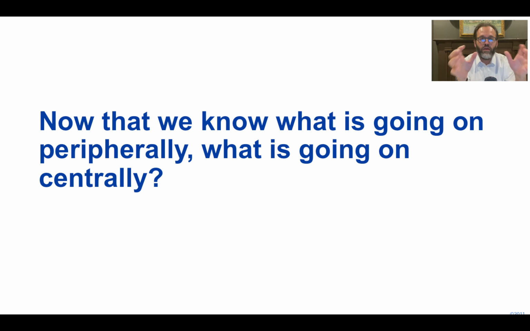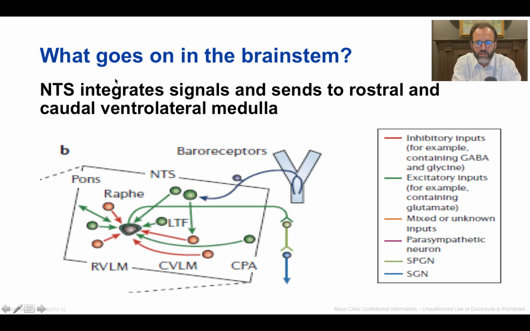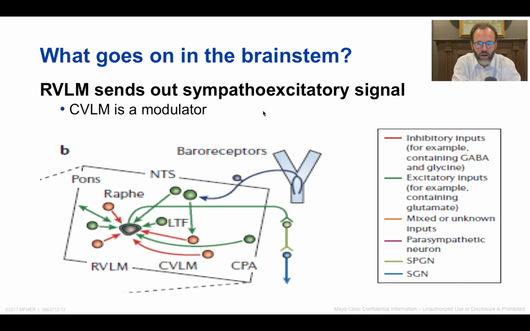So now that we know what's going on really outside of the brainstem, the question then is what goes on inside of the brainstem and how are these signals integrated effectively to alter sympathetic outflow and parasympathetic outflow. So the baroreceptors generally send afferent signals to the nucleus tractus solitarius, as we mentioned before. So that would be the NTS. And so within the NTS, you can see that we have a variety of signals here. So generally, we'll talk through these a bit here. But the NTS is really the integrator of these signals and, after these signals are received, sends signals to the rostral and caudal ventrolateral medulla.